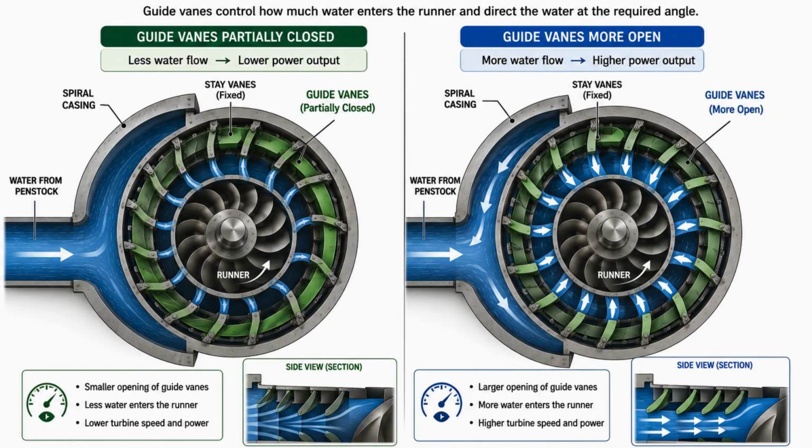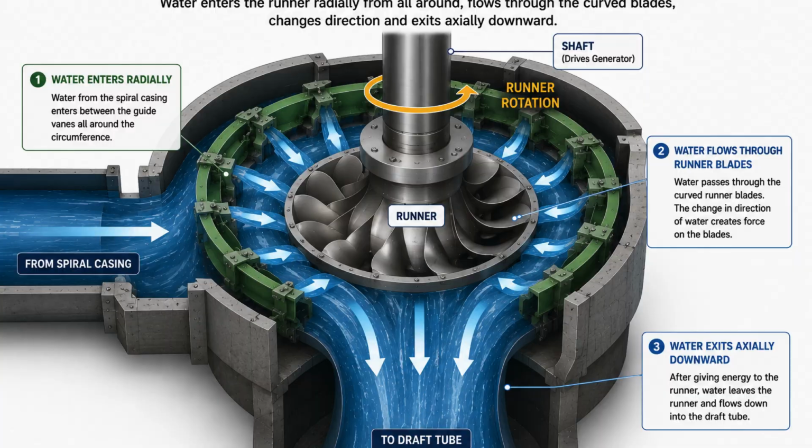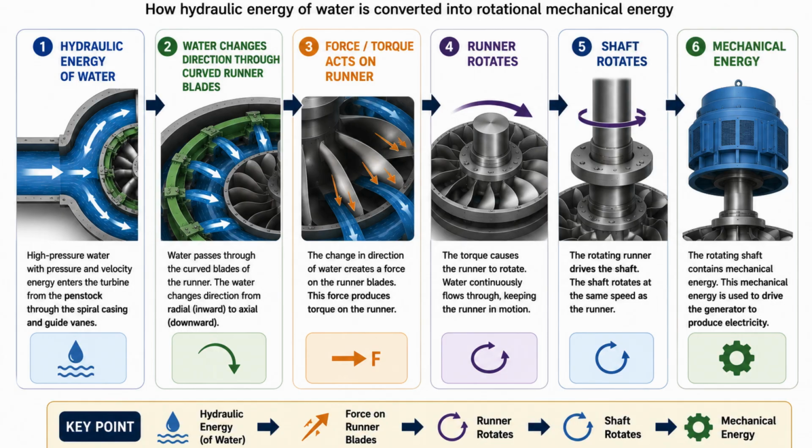When more power is required, the governing system can open the guide vanes. When less power is required, it can close them. Now we reach the heart of the turbine, the runner. Water enters the runner with hydraulic energy. As it flows across the specially designed runner blades, its pressure and velocity change. This interaction creates force on the blades. Because that force acts around the turbine's rotational axis, it produces torque, and the runner begins to rotate.